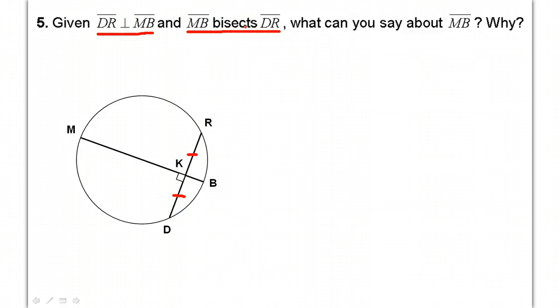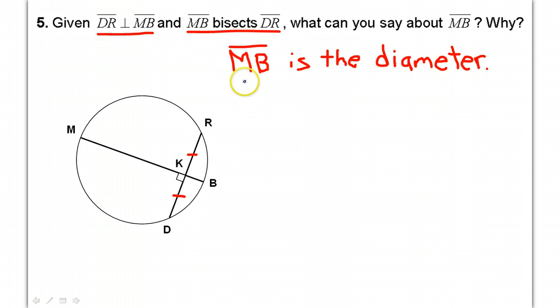Perpendicular bisector. So if we have a chord that's a perpendicular bisector, what can we say? Well, we can say that it is the diameter. So that's what we can conclude. We can conclude that segment MB is the diameter.